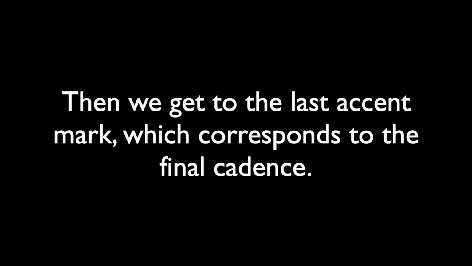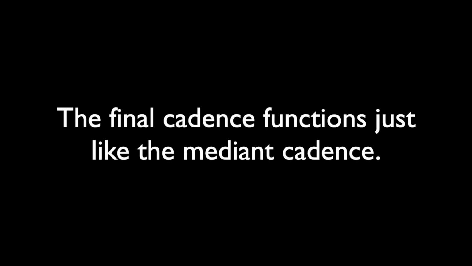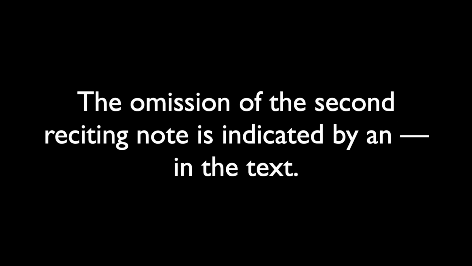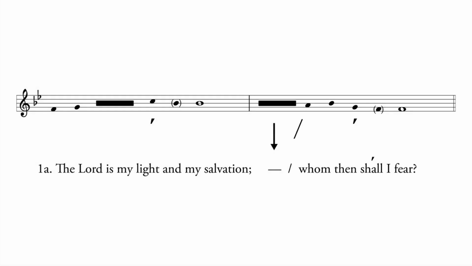Finally, we get to the last accent mark, corresponding to the final cadence, which functions just like the mediant cadence. The one thing to note is that sometimes a verse will skip over the second reciting note and move directly from the mediant cadence to the preparatory syllables. When this happens, the omission of the second reciting note is indicated by an em dash in the text before the slanted line, like in verse 1a. The Lord is my light and my salvation, whom then shall I fear?